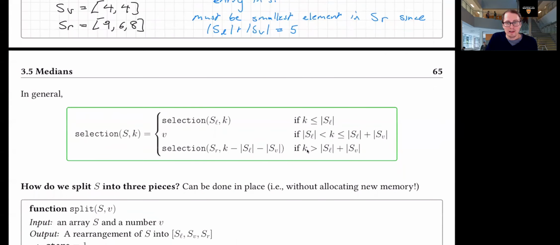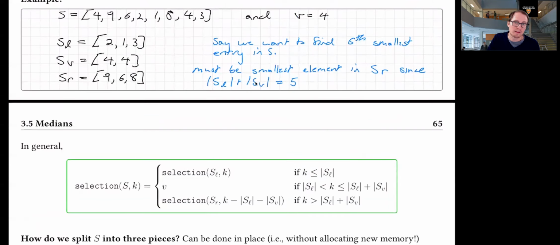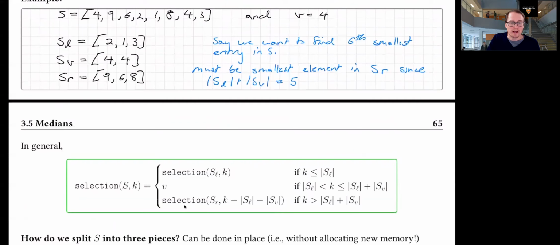And similarly, if the element we're searching for is larger than S left plus SV, so for example, we're searching for the 6th, but S left plus SV is 5, then we just are trying to find the K minus the number of elements in S left plus SV, that smallest number in S right. So in this example, it's the first element in S right.